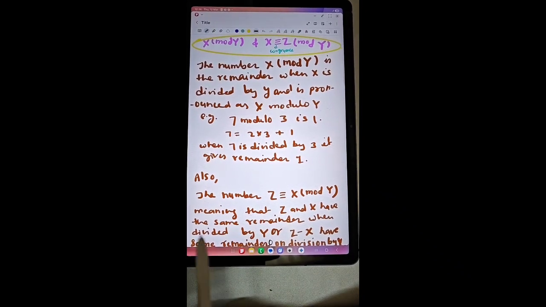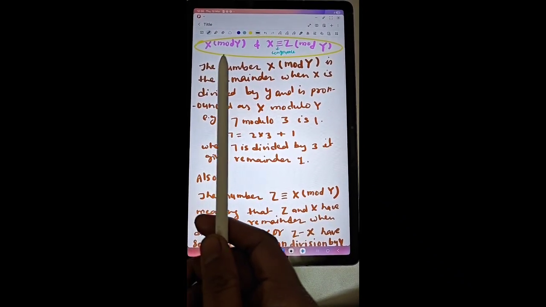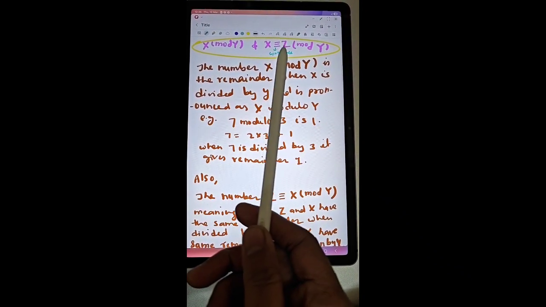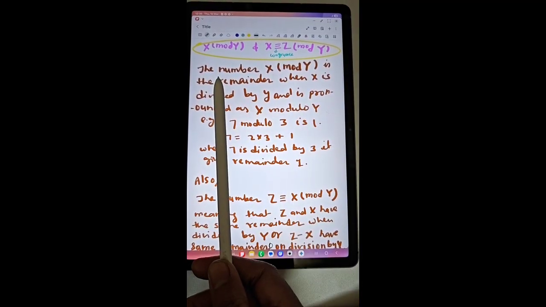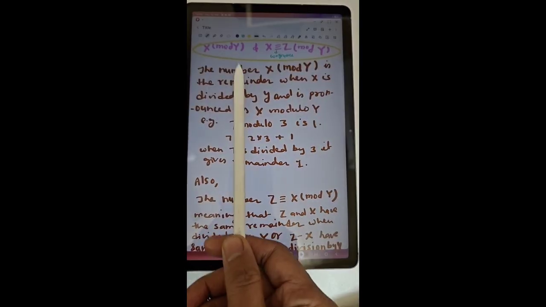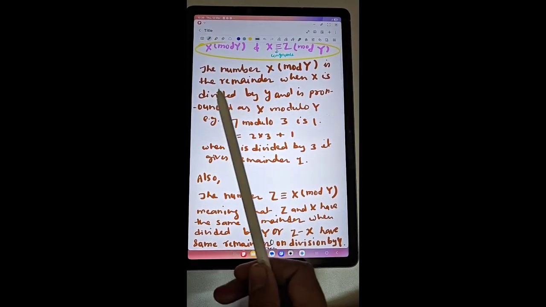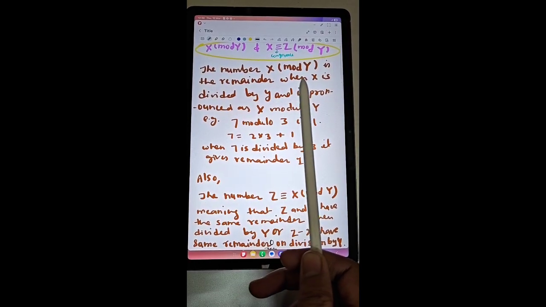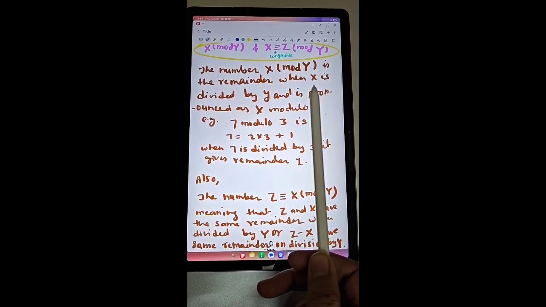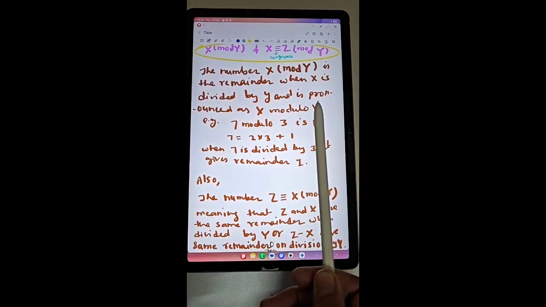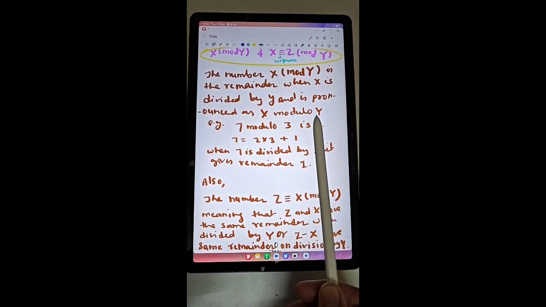Today we are going to discuss two relations, that is x modulo y and x congruent to z modulo y. First of all, we will discuss x modulo y. Now x modulo y means the remainder when x is divided by y, and it is pronounced as x modulo y.